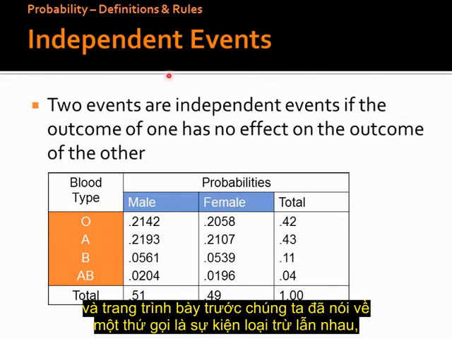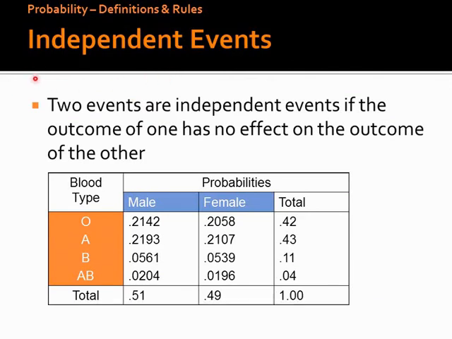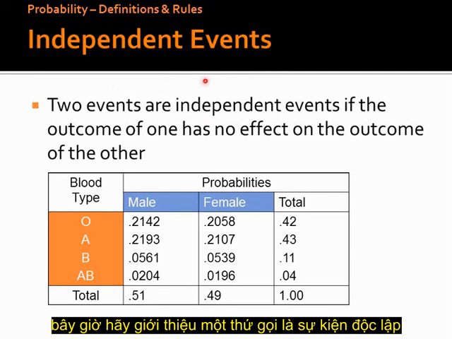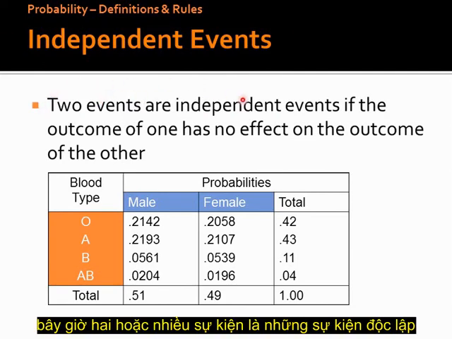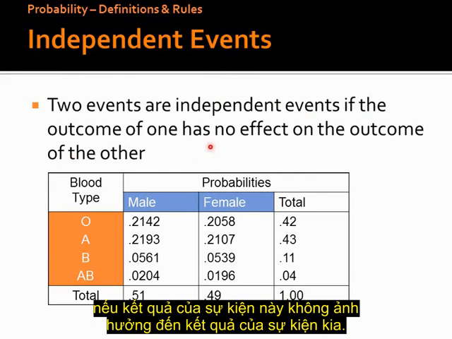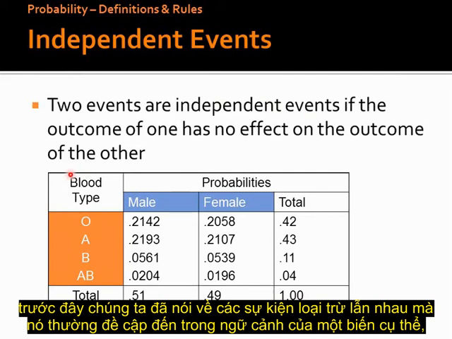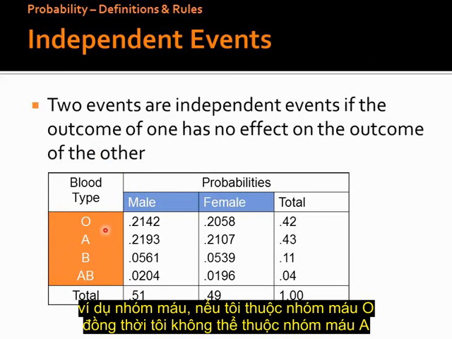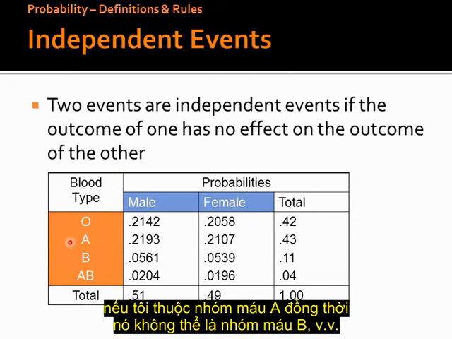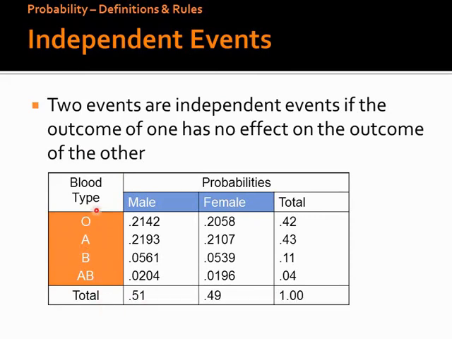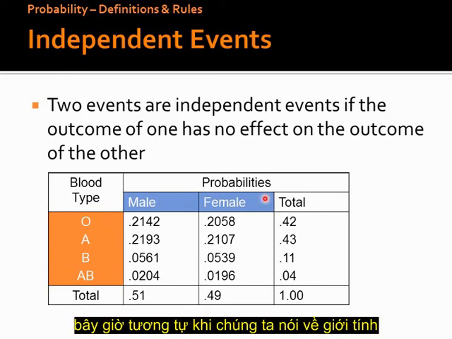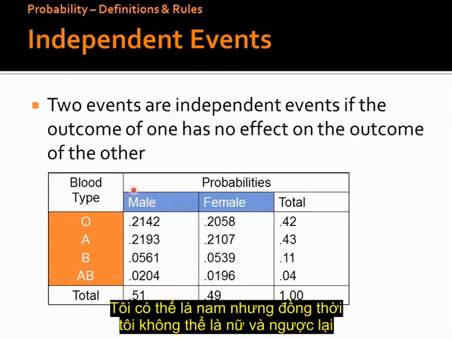Now, in the previous slide, we talked about something called mutually exclusive events. Now, let's introduce something called independent events. Two or more events are independent events if the outcome of one has no effect on the outcome of the other. Previously, when we talked about mutually exclusive events, it usually referred to the context of a particular variable. For example, blood type. If I am blood type O, at the same time I cannot be blood type A. If I'm blood type A, at the same time I cannot be blood type B, and so on and so forth. So these are mutually exclusive. Similarly, when we talk about gender, I can be a male, but at the same time I cannot be female, and vice versa.